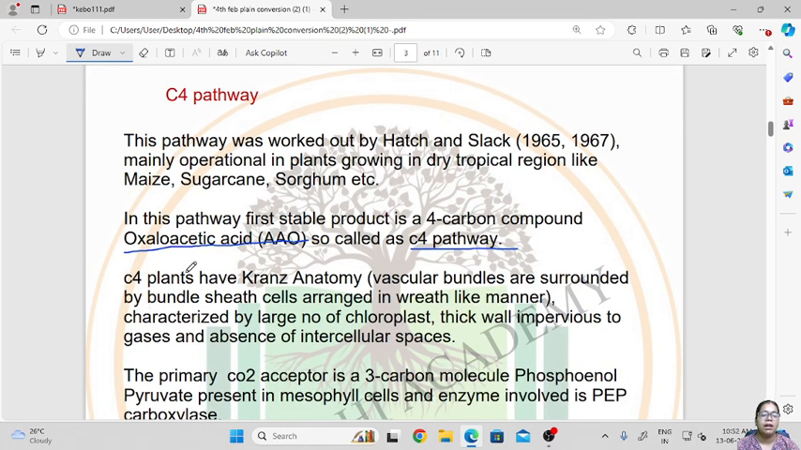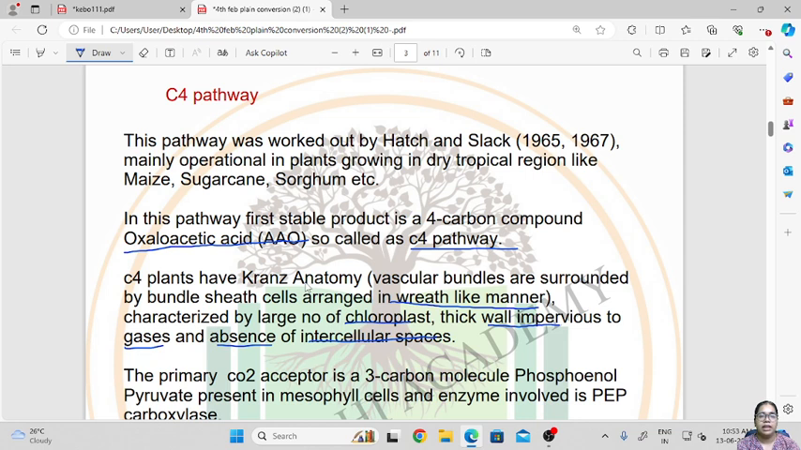Then the C4 plants have Kranz anatomy, that is vascular bundles are surrounded by bundle sheath cells arranged in a wreath-like manner, characterized by a large number of chloroplasts, thick walls impervious to gases and absence of intercellular spaces.